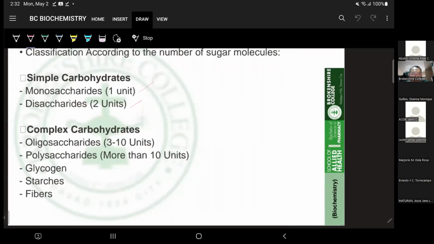Okay, question: what are examples of our monosaccharides? What are examples of our monosaccharides, students?